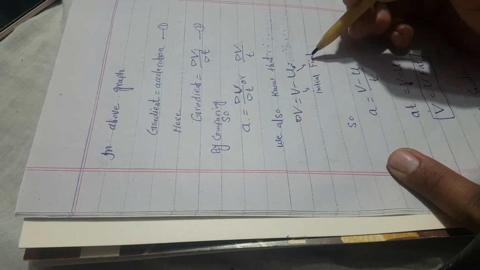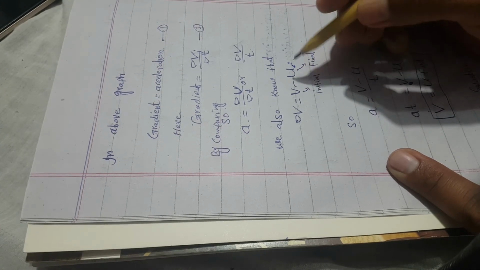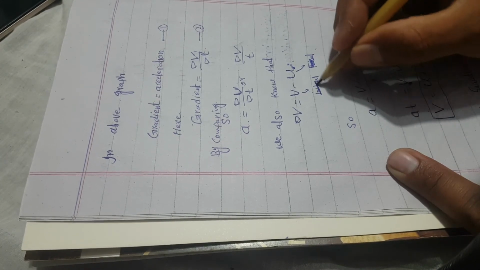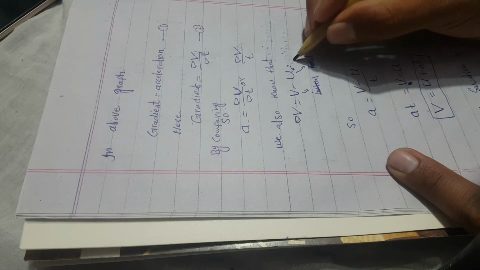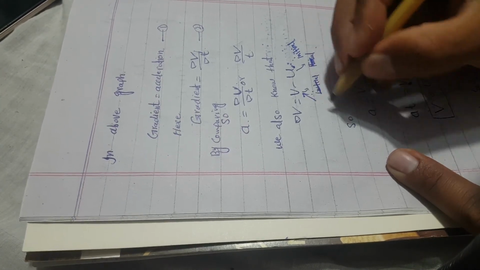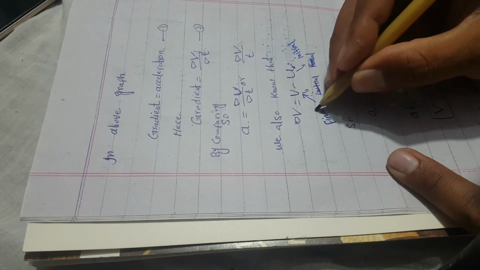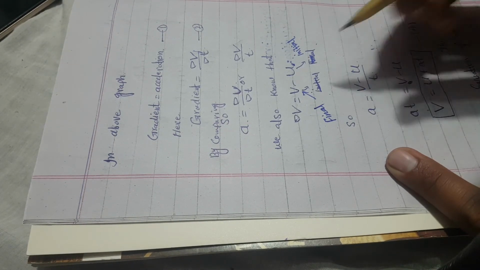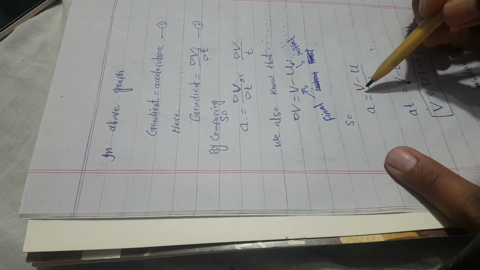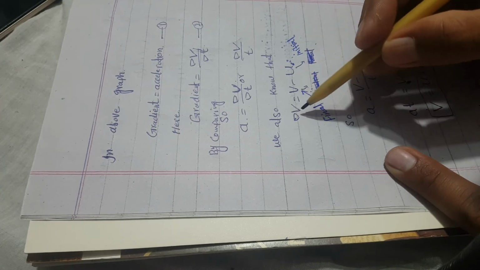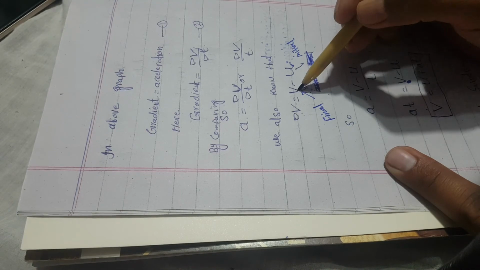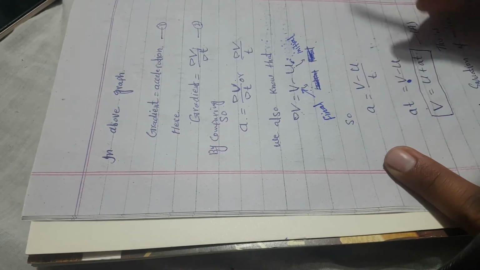Here u is the initial velocity and v is the final velocity. So we can write, we just replace the value of del v with v minus u in this equation.